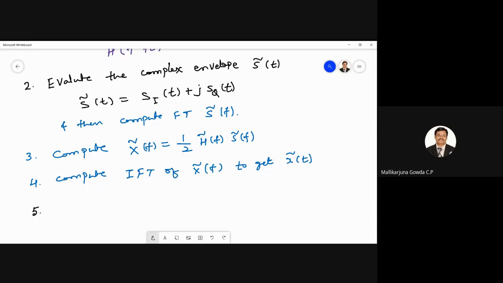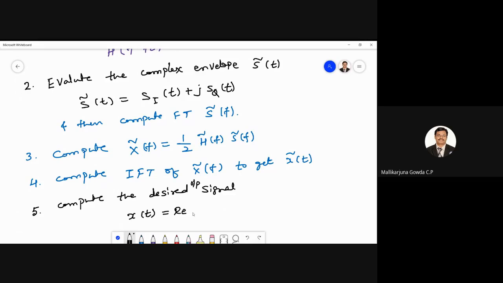So once I find what is X tilde of t, then I can find out the desired output signal. So what is the desired output signal? That is x of t. Compute the desired output signal, which is equal to the real part of X tilde of t into e power j2 pi fc t.